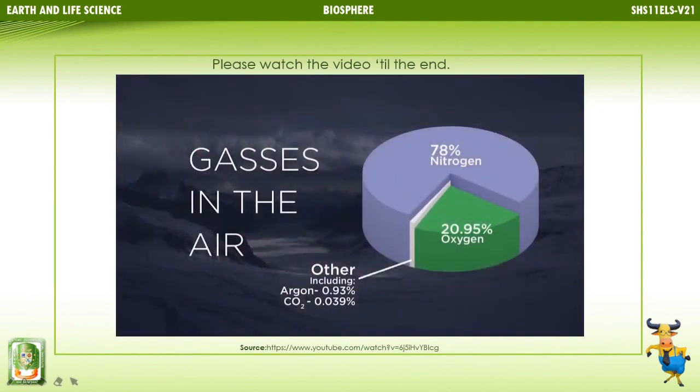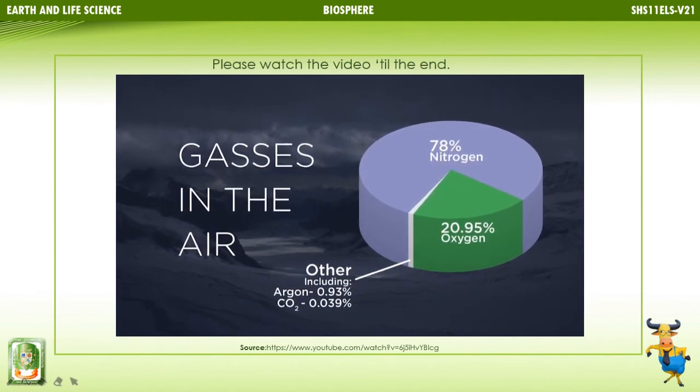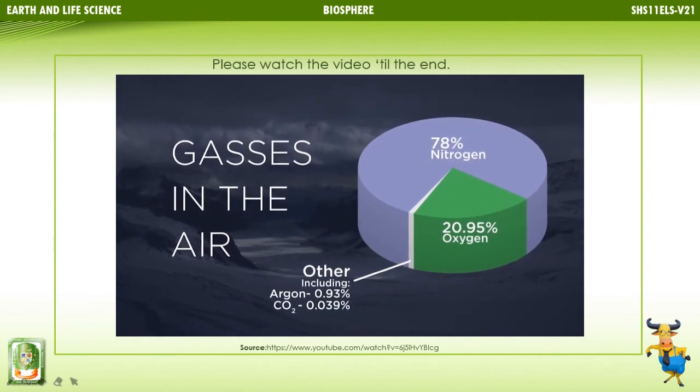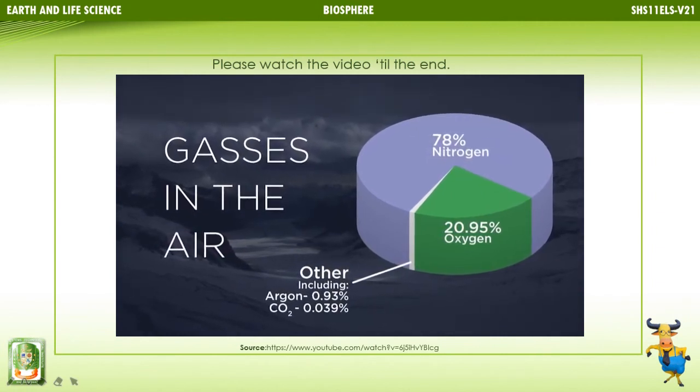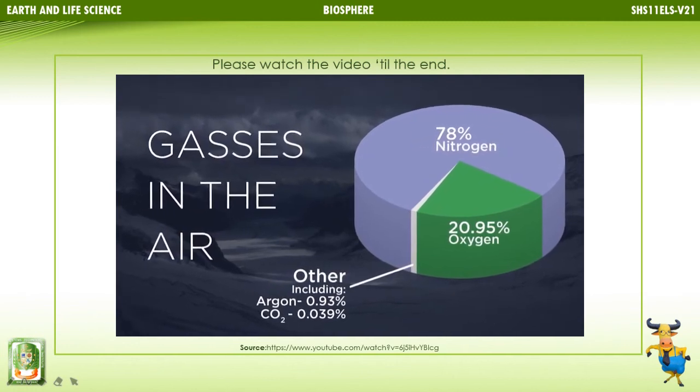Earth's atmosphere comprises 78% of nitrogen, 20.95% of oxygen, 0.93% of argon, and 0.039% of carbon dioxide and other gases.